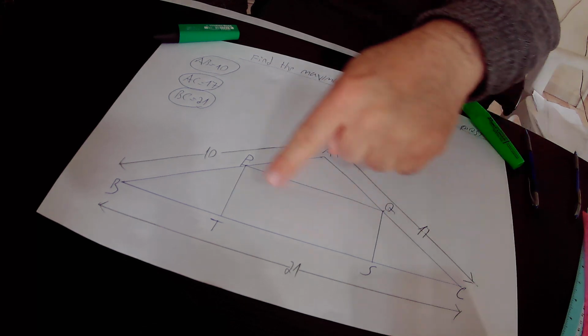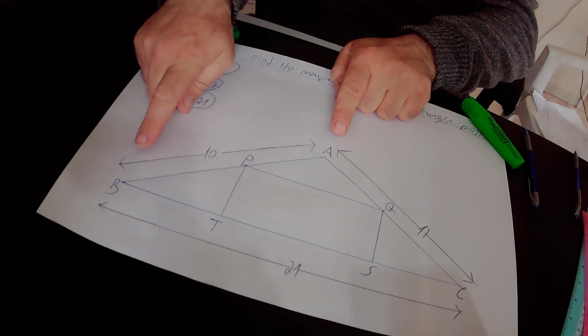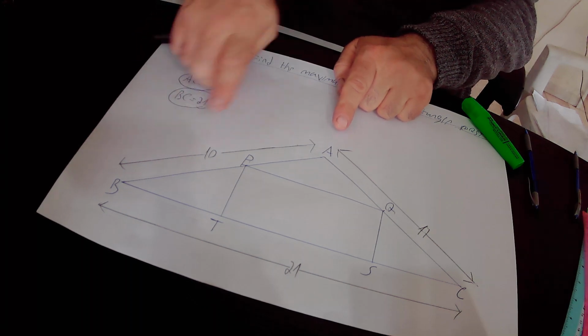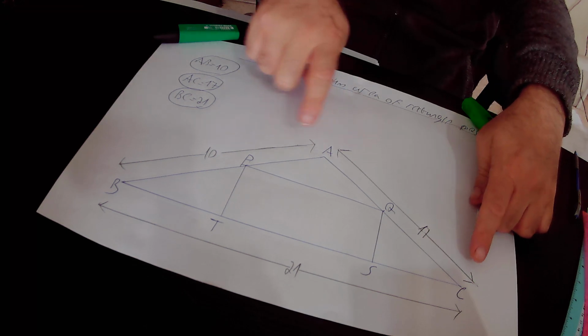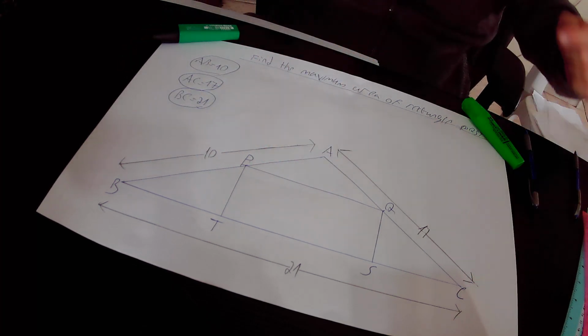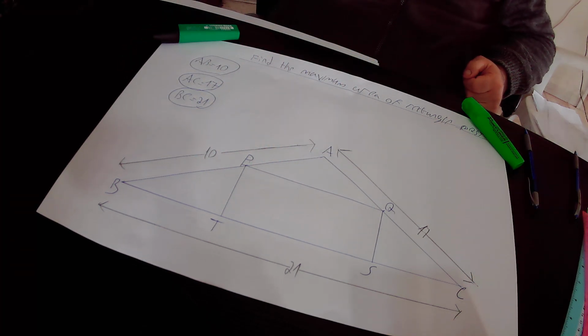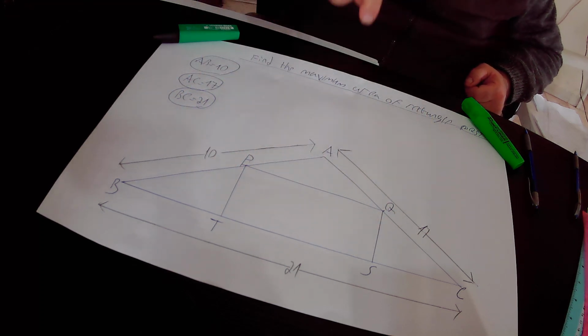this rectangle PQST. In addition, we know that side AB of triangle ABC equals 10 units, side AC equals 17 units, and this is side BC of triangle ABC. This equals 21 units. Repeat again, our mission is to find out the maximum area of this rectangle PQST.